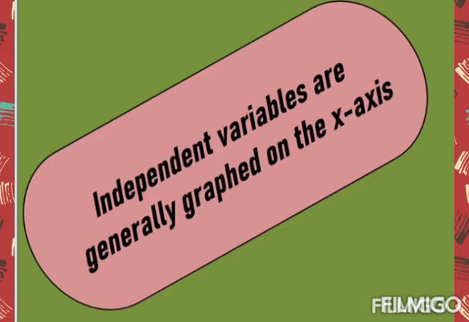Okay, students, as you have seen in a graph, there are two lines, the vertical line and the horizontal line. The horizontal line is called the x-axis and the vertical line is called the y-axis. So the independent variables are generally graphed on the x-axis. For example, the sessions or the exams, like first bi-monthly, second bi-monthly, are always mentioned on the x-axis, on the horizontal line. So independent variables are always plotted on the x-axis.